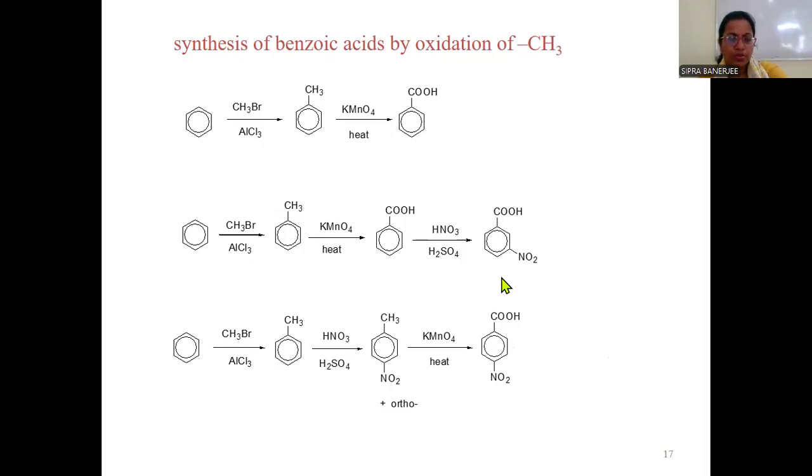So we have to see when the reaction should be added. Depending upon the requirement, the product will be formed.